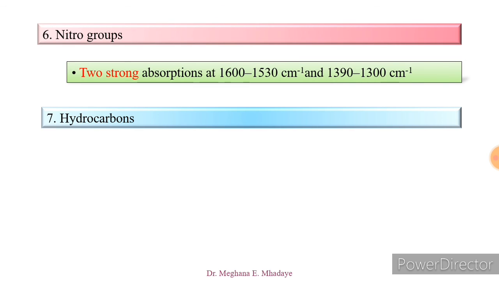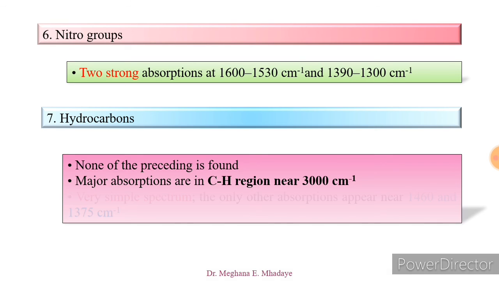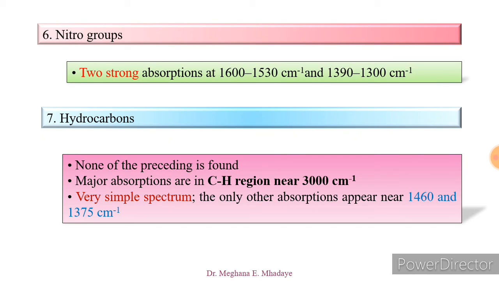Seventh one, hydrocarbons. None of the preceding is found. Major absorptions are in the CH region near 3000 cm inverse. Very simple spectrum. The only other absorptions appear near 1460 and 1375 cm inverse. The beginning student should resist the idea of trying to assign or interpret every peak in the spectrum. Concentrate first on learning these major peaks and recognizing their presence or absence.